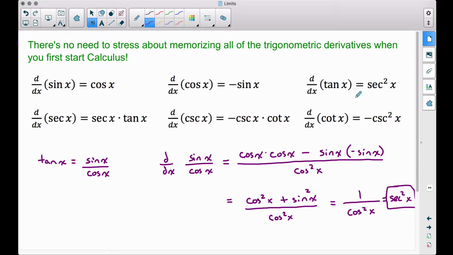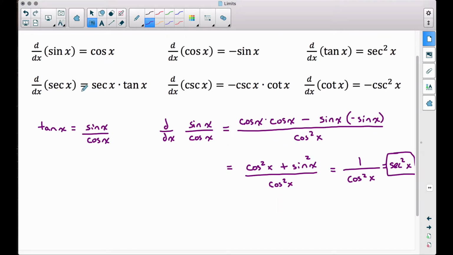You can do something very similar for cotangent, except you're going to switch these two, because cotangent is not sine over cosine, it's cosine over sine. So if you did that same concept here, you would end up getting negative cosecant squared of x. I challenge you to try that one on your own, but I do want to show you how we can get secant of x tangent of x for our derivative of secant of x.